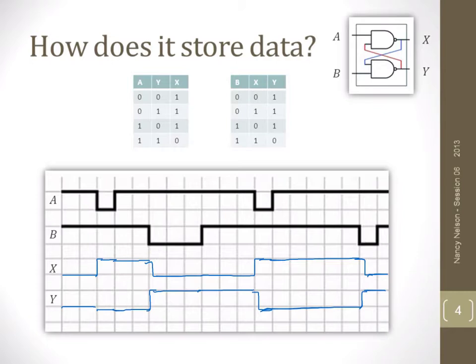Now what happens in between? In this case we have both inputs high here, both inputs high here, both inputs high at the end. And what happens? X maintains whatever value it had. And this is where the storage part of the latch comes in. So we can set, we can hold, or we can reset.